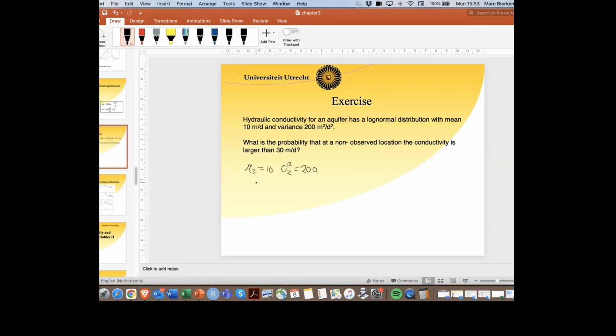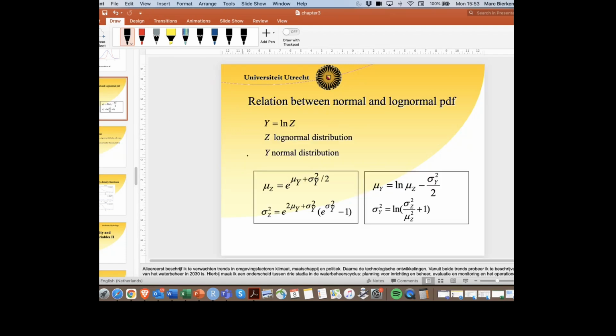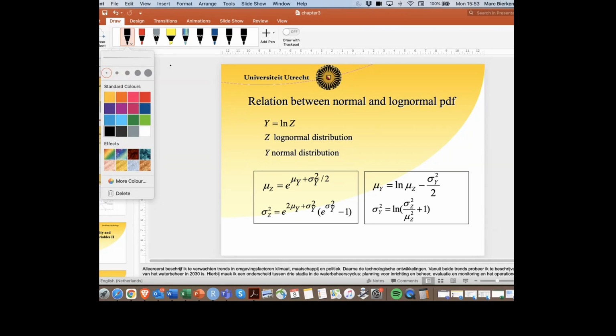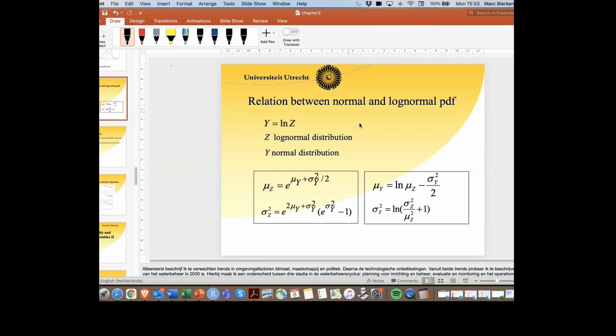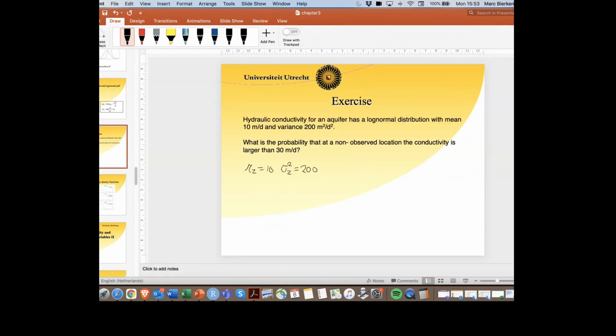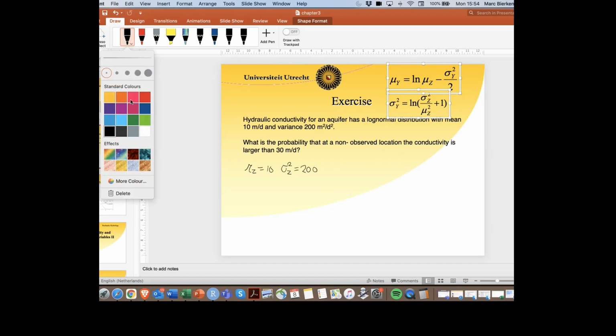So it's easier to first convert it. So I'm going to use the conversion formula that is on this slide. I'm going to copy these two formulas, put them here, and then hopefully it works again.